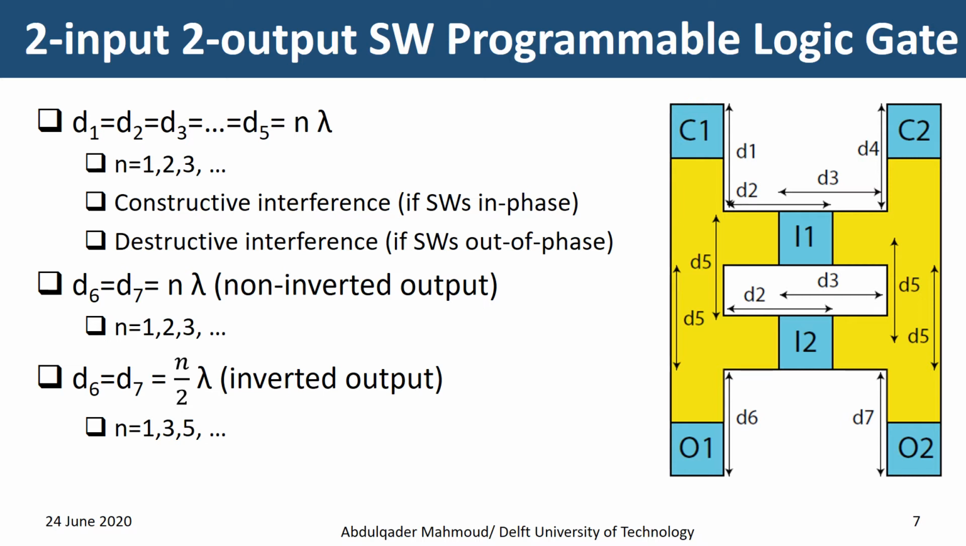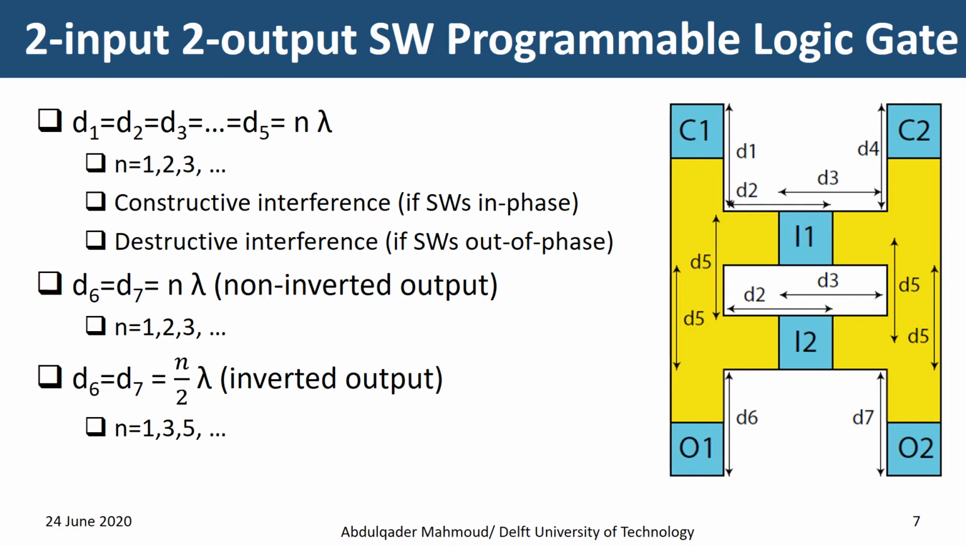In contrast to CMOS, inverted and non-inverted outputs can be generated without adding any extra element and just by shifting the place of the output detection, such that if the non-inverted output is desired, then D6 and D7 should be placed at a distance of n lambda from the last interfering point. Whereas if the inverted output is desired, then it should be n over 2 multiplied by lambda from the last interfering point.